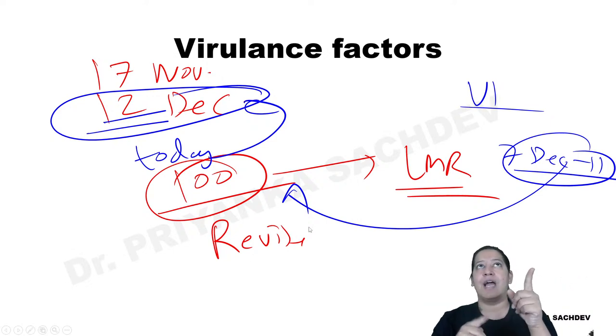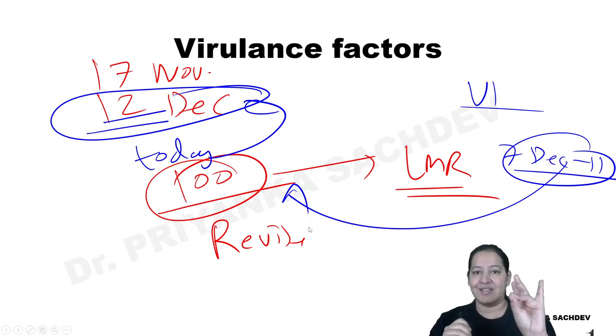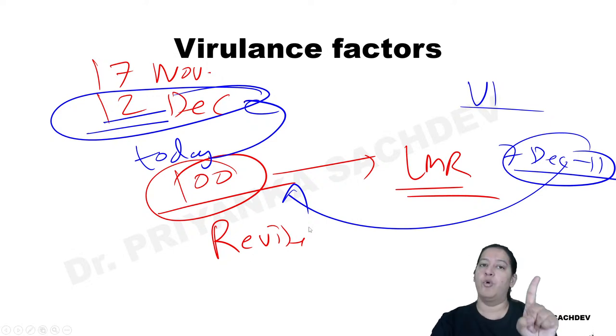You will say, haan, ma'am ne bataya to tha, biofilm kaun se hai, pigment kaun se hai, but I don't remember the mnemonic. So you will say like this. So abhi padh rahe ho, it is good. Lekin, end mein revise karna mat bhoolna.